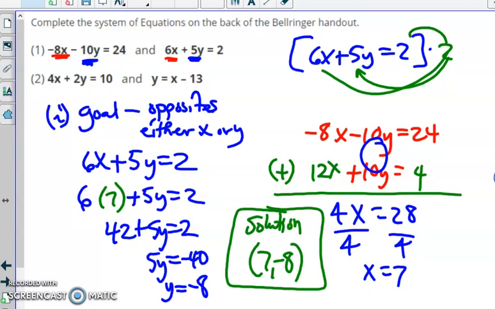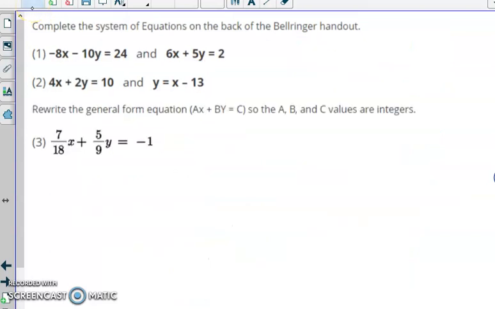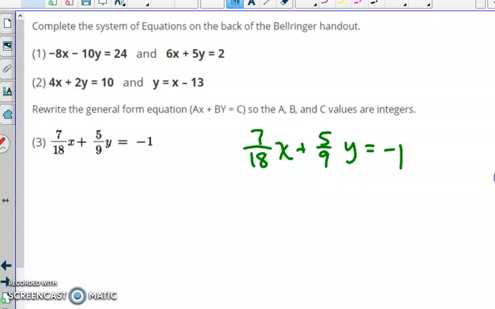And for the third and final problem, we are trying to rewrite this equation so that we don't have fractions. We did this in the last class. So what we're trying to do is multiply all three terms by something that's going to get rid of the denominator.